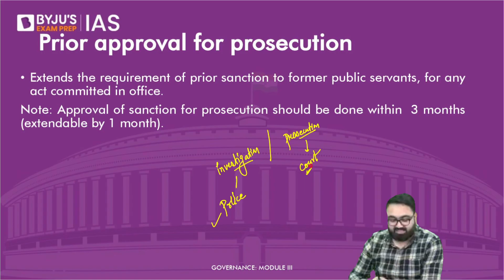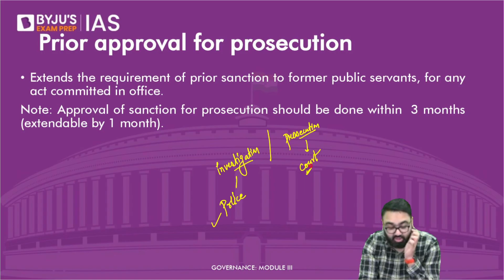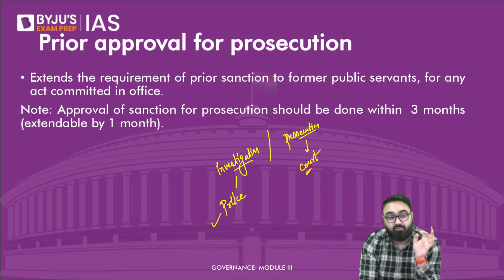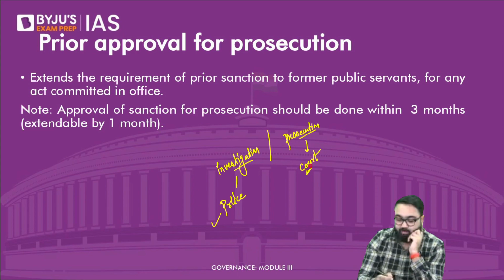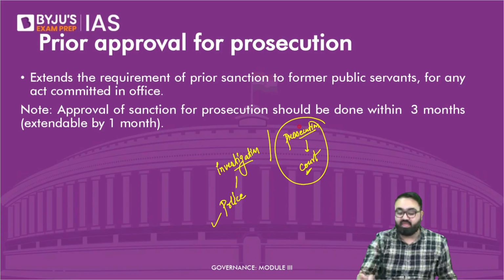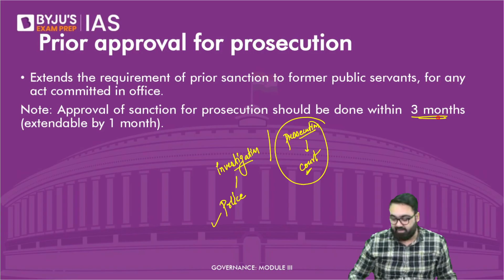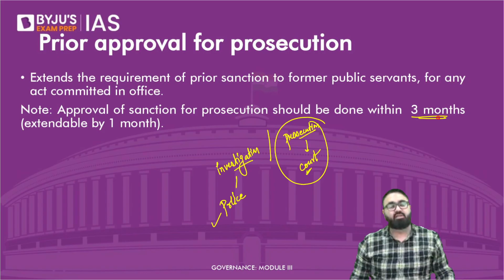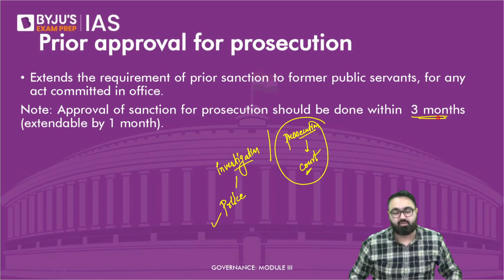So at one stage, for investigation to start, you require the government's permission. There is no time limit for investigation permission. Government can tell or government may not tell. But for prosecution, government's permission is again required. For prosecution, the government should give the permission within 3 months. When the permission is asked for, within 3 months, the government must give the permission to start the prosecution. Maximum, they can delay it for 1 more month.